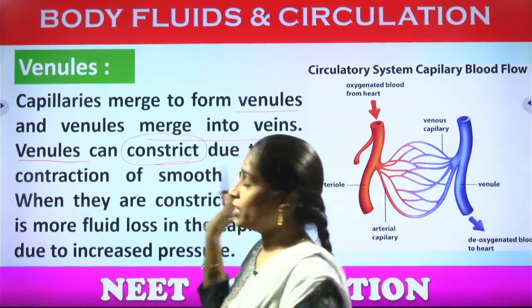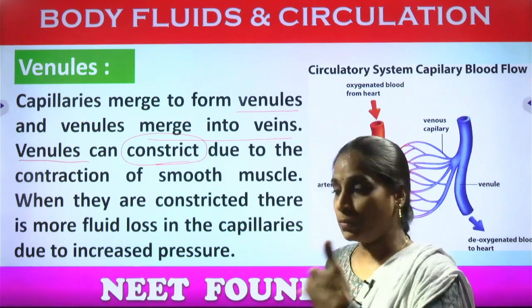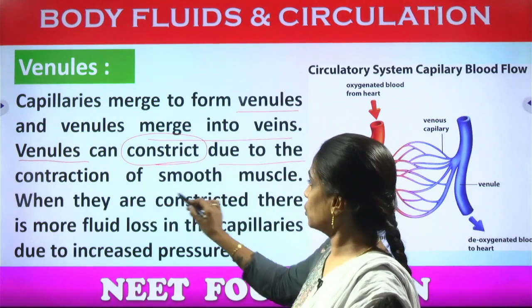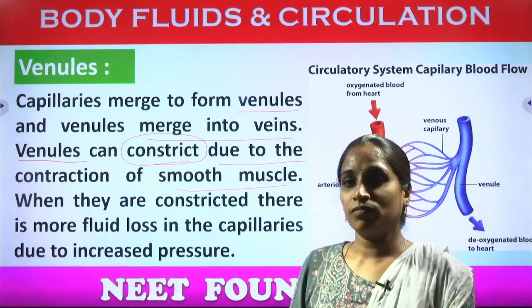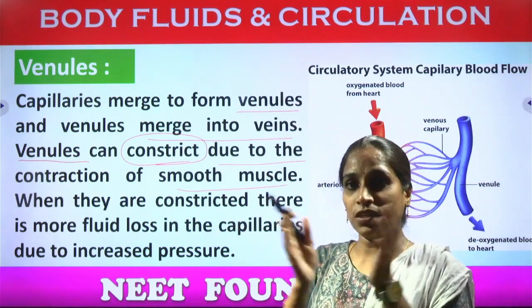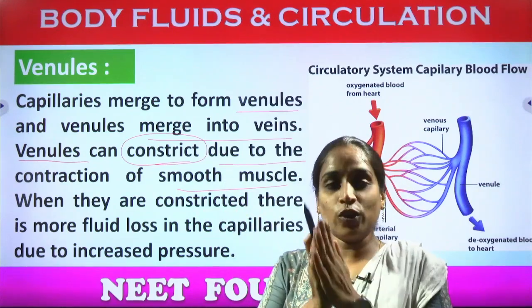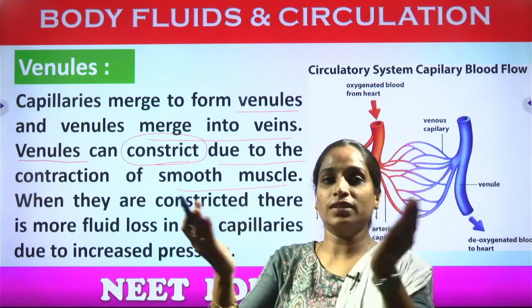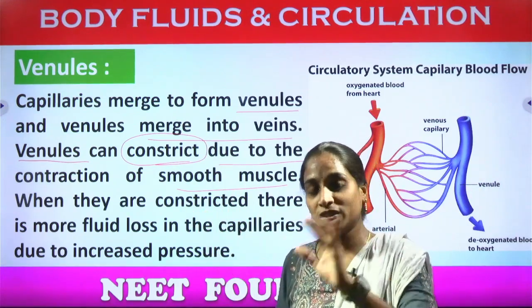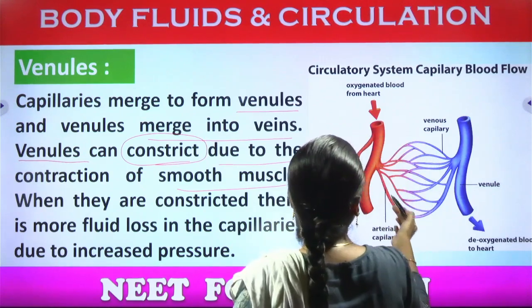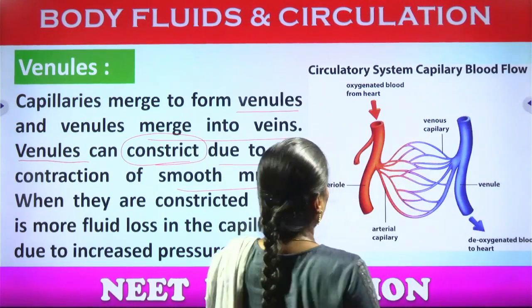Here, venules can constrict. Why do they constrict? For sending the blood in a forward direction due to the contraction of the smooth muscle. The dilation and constriction is being done in the venules because of the muscles which surround the veins. Those muscles are called skeletal muscles, right? So this is the circulatory system in the capillary blood flow.